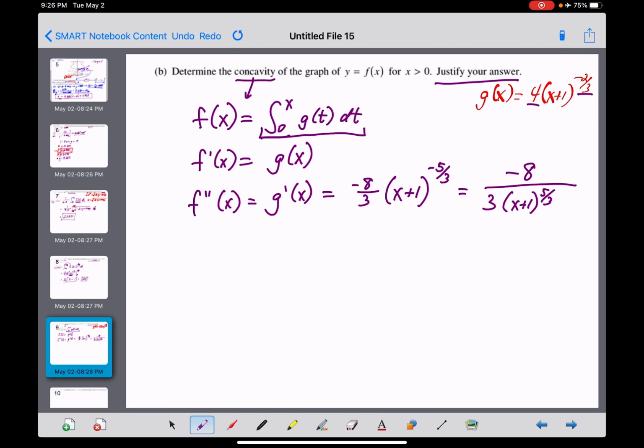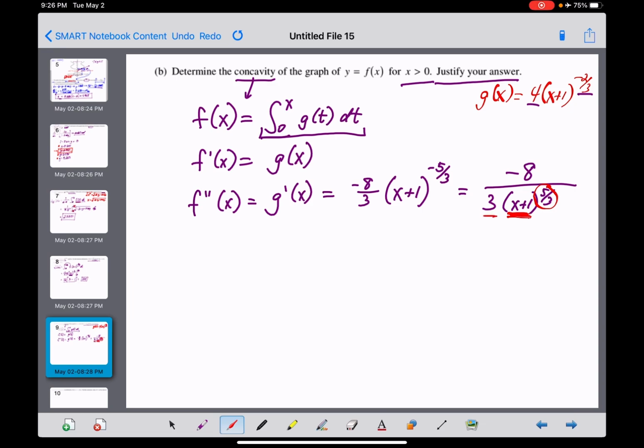And now, for us to answer the question right here, we have to determine the sign of this second derivative here for all values of x that are greater than 0. So let's think about that. Anything greater than 0 that you put in here is going to make this base a positive number. And a positive number to the 5/3 power, really to any power, will be positive.